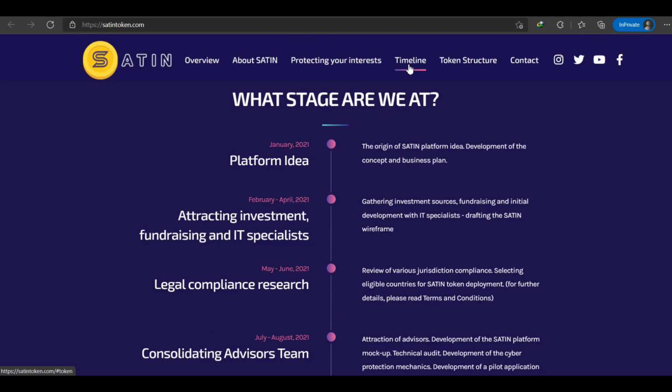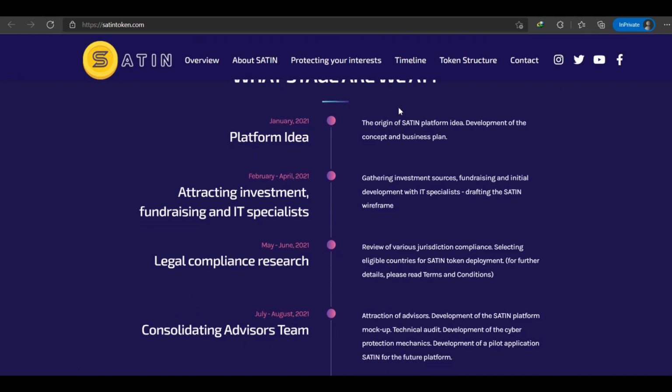January 2021, the platform idea. The origin of the idea of the Satin platform, development of the concept and business plan will launch at this time. In February to April 2021, the attraction of investment, fundraising and IT specialist: collection of investment resources, fundraising and initial development with IT specialist was completed during that time.